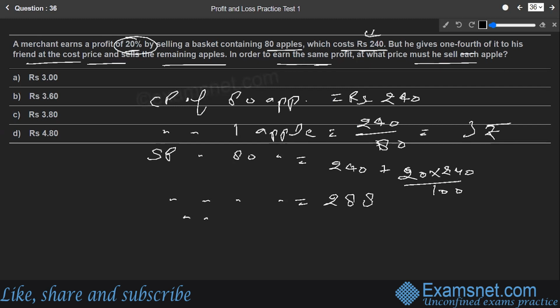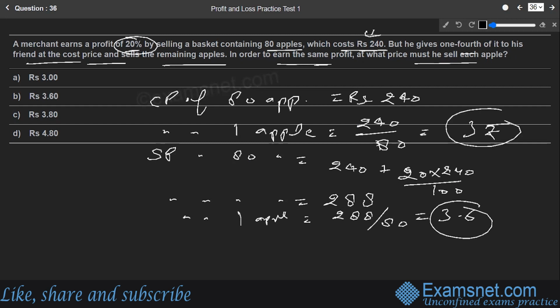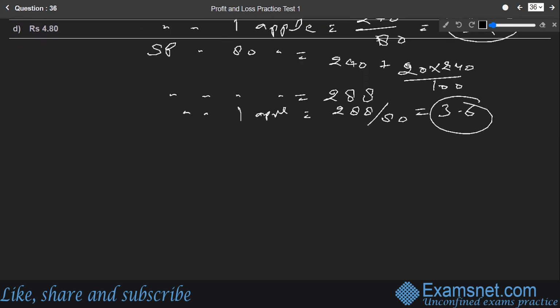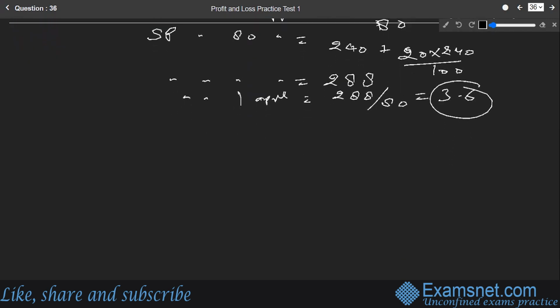So the selling price of one apple should be 288 divided by 80, which comes out to be rupees 3.6. So the selling price of one apple is 3.6. Cost price of one apple is 3 rupees, as it has come. Now let us read the next point. He says he gives 1/4 of it to his friend at the cost price. 1/4 of the total apples have been given at the cost price only.